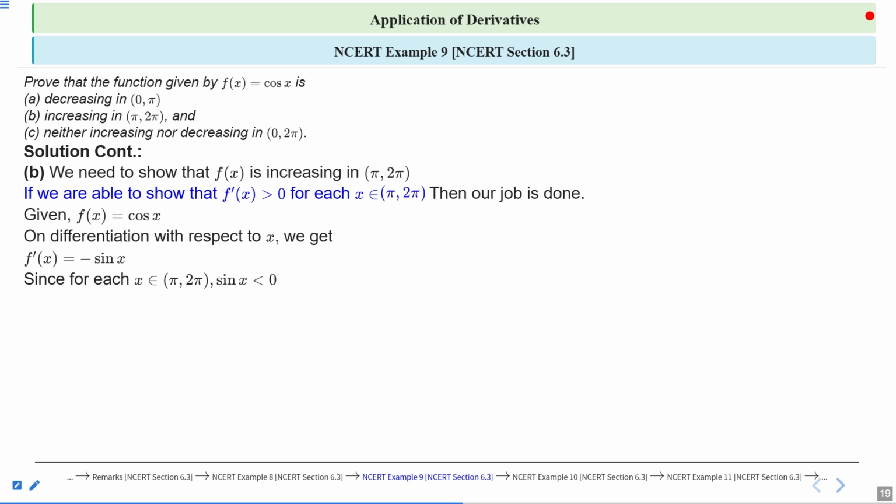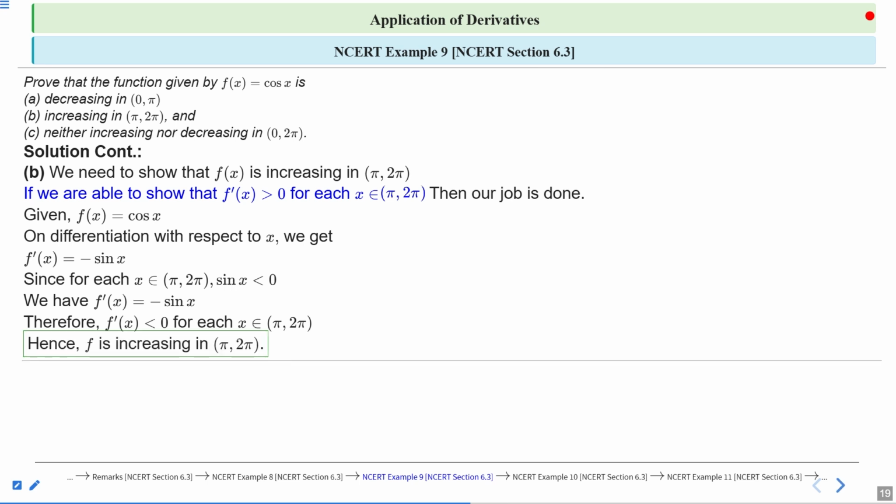Since for each x belongs to pi to 2 pi, sin x is basically less than 0, and we have f'(x) equal to minus sin x, therefore f'(x) is greater than 0 for each x belongs to pi to 2 pi. Hence, we can say that f is increasing in pi to 2 pi, okay?